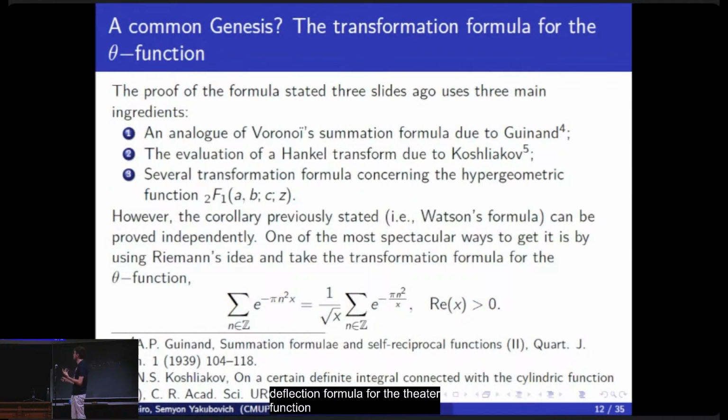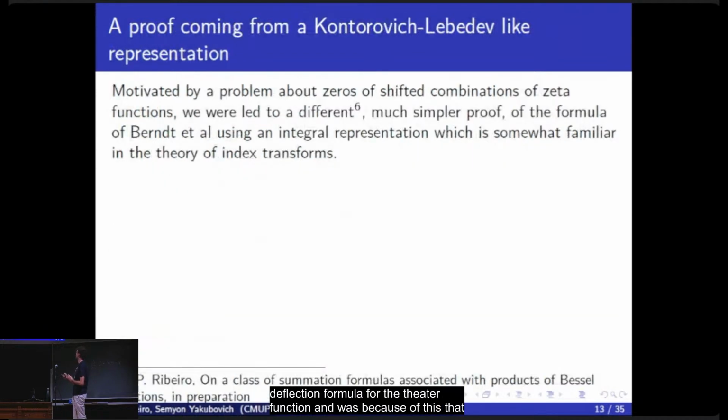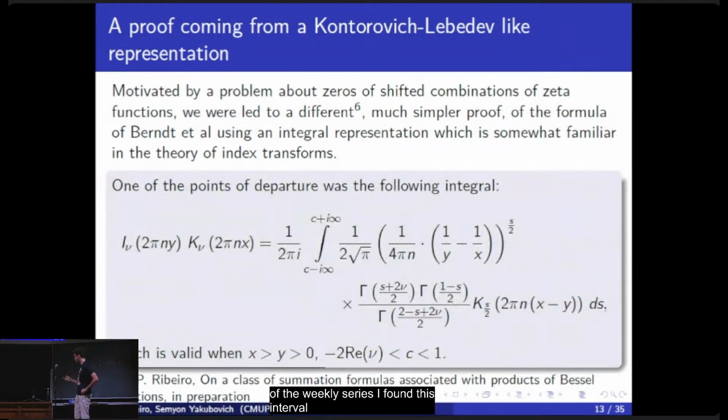And it was because of this that when I started working on studying the number of zeros of some combinations of Dirichlet series, I found this integral transform, which is in a table compiled by the supervisor of Semyon, Marichev, and Prudnikov and Brychkov, which represents the product of two Bessel functions, which appears in the formula of Berndt, Dixit, and the co-authors, in this way.